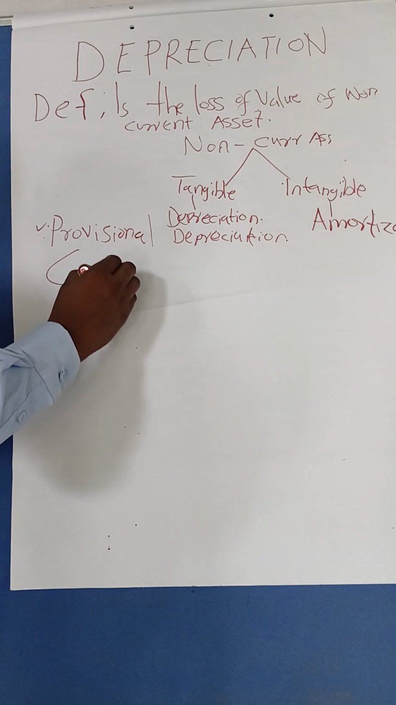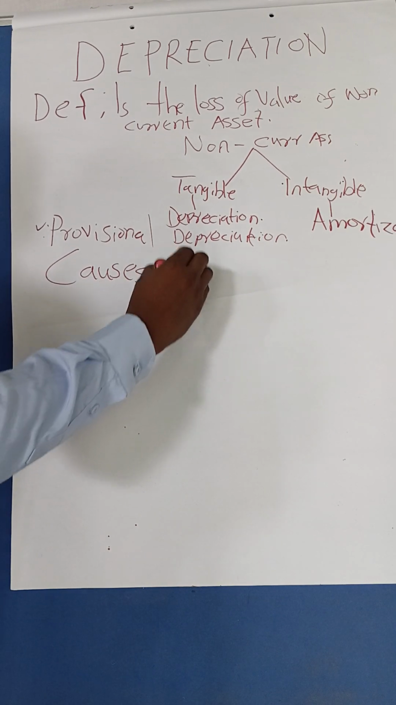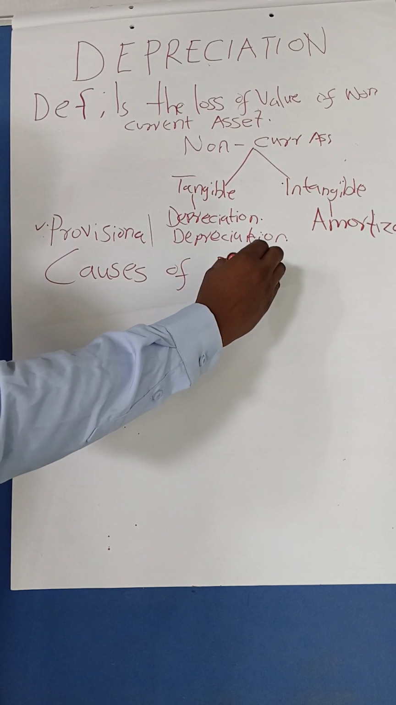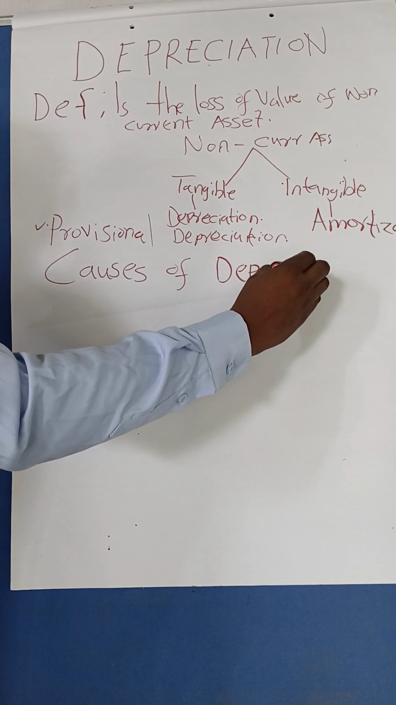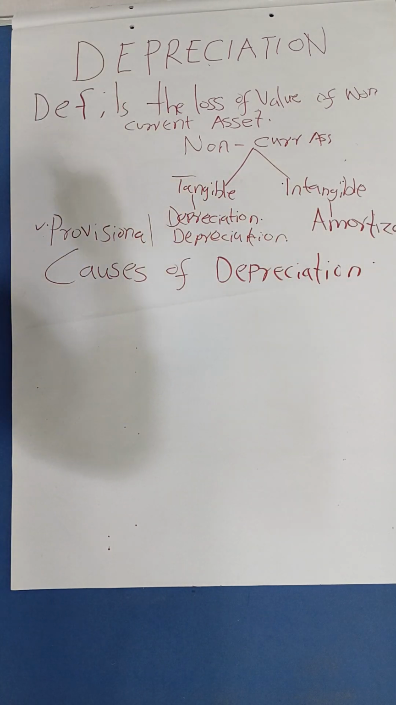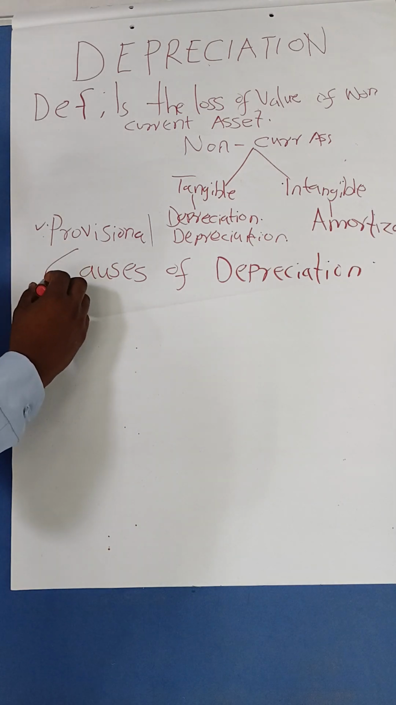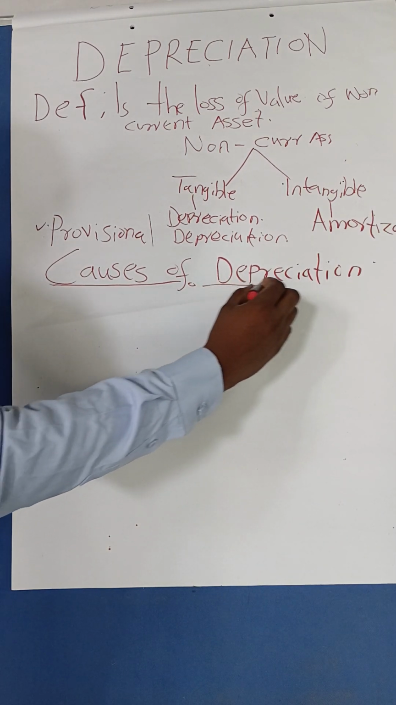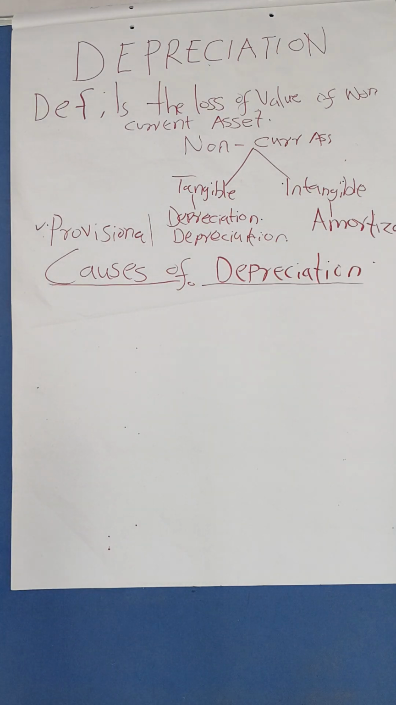Causes of depreciation. So up to where we are now, you can find two questions in an exam. One, define depreciation. Two, give the causes of depreciation. So pay attention as we go. You can note that question down. Good. So the causes of depreciation.